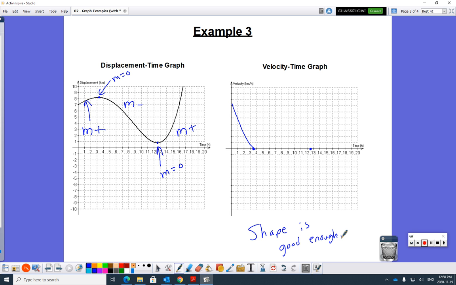We say that out loud while I draw the other graph. Start at 0. Go negative for a while. Then come back to 0.